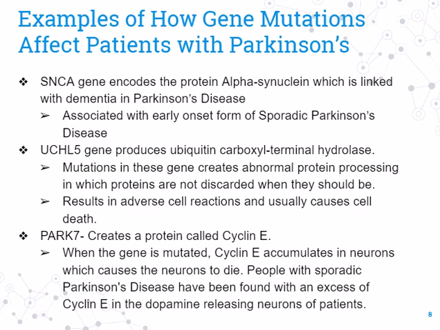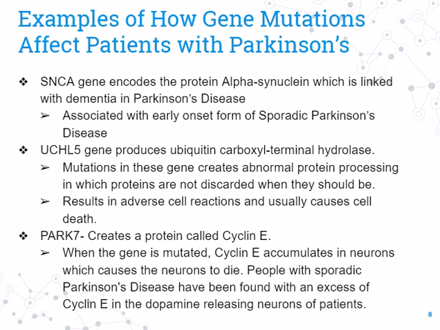The UCHL5 gene produces, I'm going to butcher this, but bear with me, the ubiquitin carboxyl terminal hydrolase. So in this mutation, it creates an abnormal protein processing where proteins are not discarded when they should be. So abnormal cell death occurs where it's adverse cell reactions, and so some cells might die when they shouldn't, and other cells that should be discarded may not, which causes a lot of problems in the body.